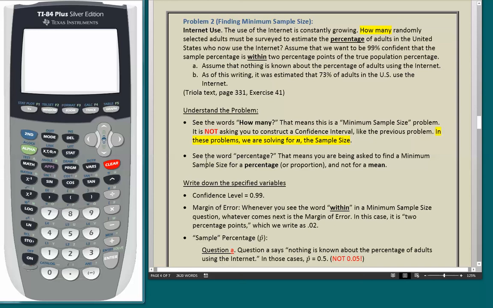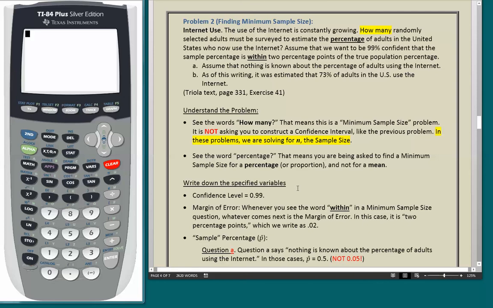And then the other point, you look in the problem, you see the word percentage. I have it here in bold and underlined. That means we're being asked to find a minimum sample size for a percentage or proportion. They mean the same thing. And not for a mean. Again, later on, you will get minimum sample size questions that relate to a study of a mean. And those you'll do a little bit differently. So you want to focus on, what is it a minimum sample size for? Is it for proportion or percentage, which again are the same thing, or is it for a mean?